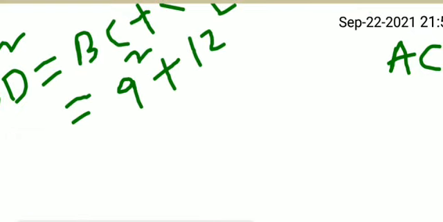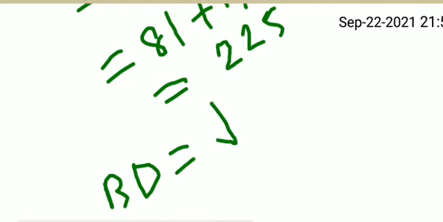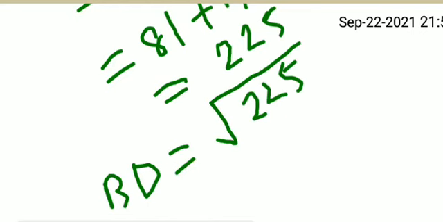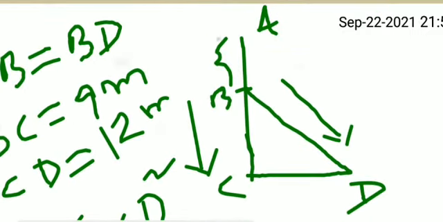So 9 square means 81, and 12 square means 144. If you add, you will get 225. So if BD square is 225, then BD will be 15. Root of 225, if you do the prime factorization, you will get 15. So BD is 15 meter. Since BD is equal to AB, AB also will be 15.